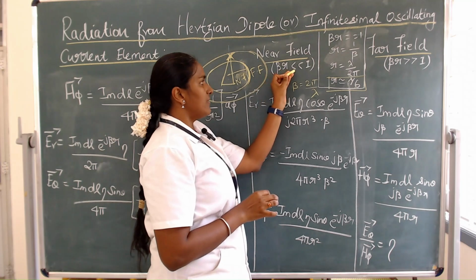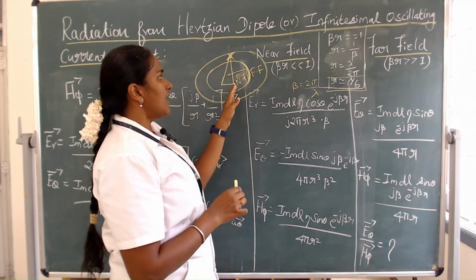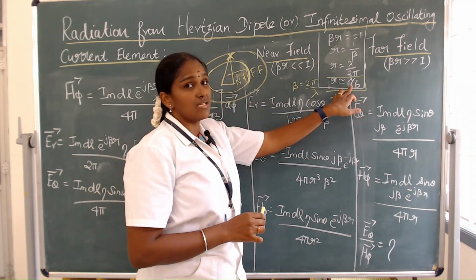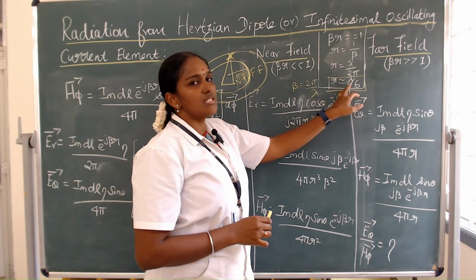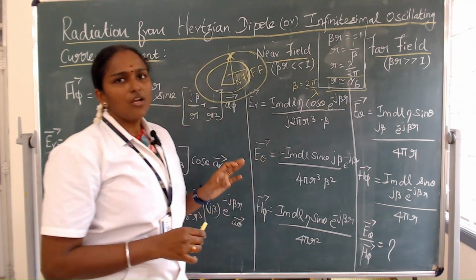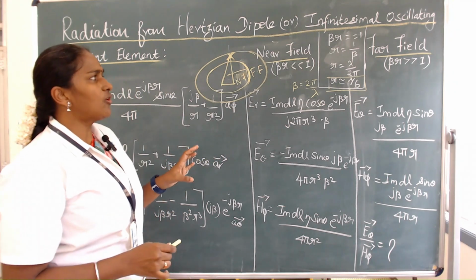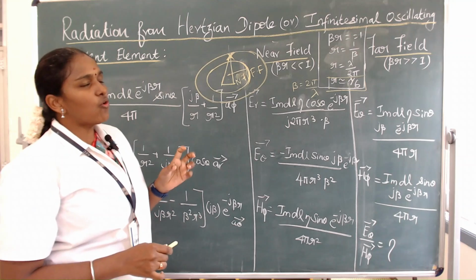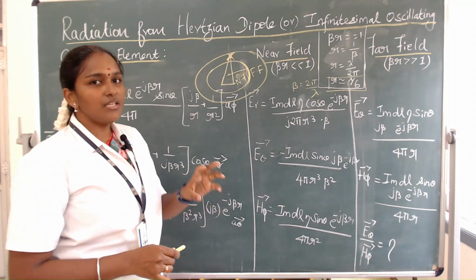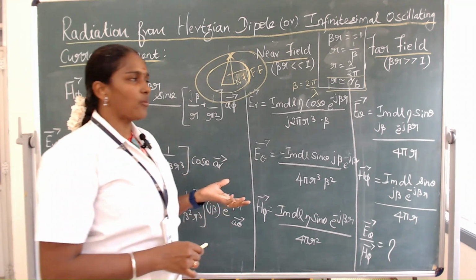So we can categorize the near field region and far field region based on these conditions. βr much less than 1 means the area that is lesser than this threshold distance is called the near field region, and the area that is greater than this threshold distance is called the far field region. Why do we need to concentrate on the near field and far field region distance? We only have to obtain what field components are actually present in the near field and far field conditions. That is the requirement here.